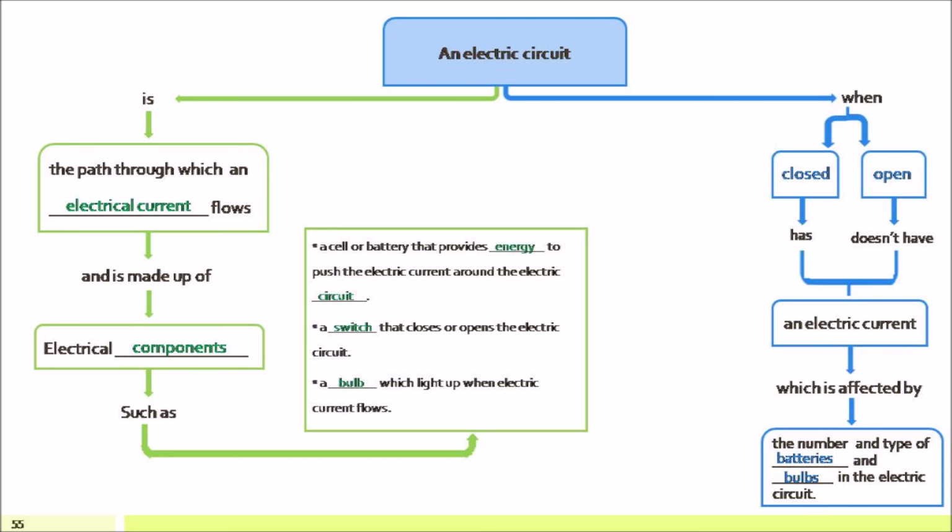And finally, I mean it this time, guys, really, finally, follow the blue arrows, please. An electric circuit, when closed, has an electric current, and when open, doesn't have an electric current, which is affected by the number and type of batteries and bulbs in the electric circuit.